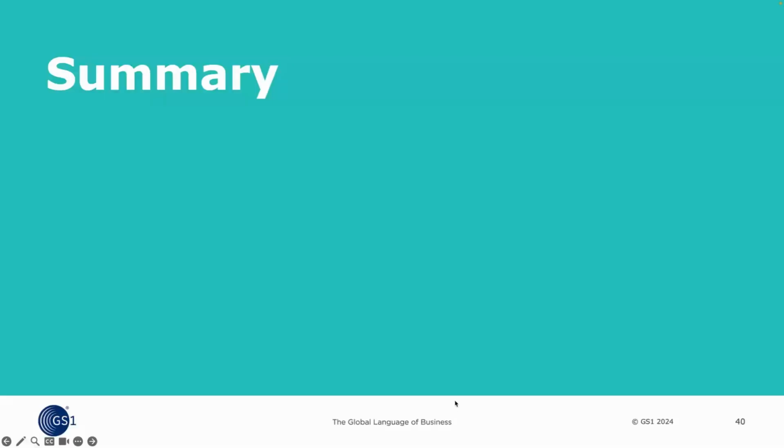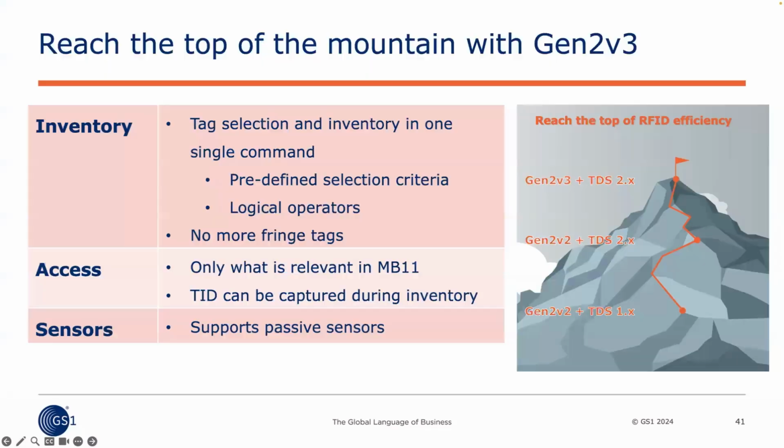It's time to make a summary and to have the opportunity to answer any questions you might have. With regards to Gen2v3, I think we can say we can now reach the top of the mountain. Where are we today? As you know, the new EPC schemes that are defined in TDS 2.x can already be implemented in existing Gen2v2 tags. You don't need to wait to implement the new air interface protocol to benefit from these EPC schemes.